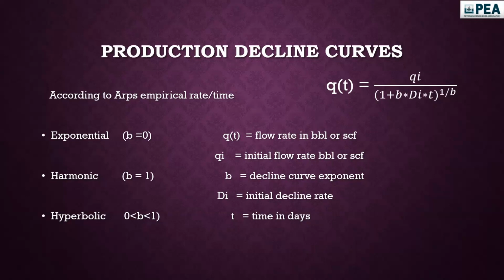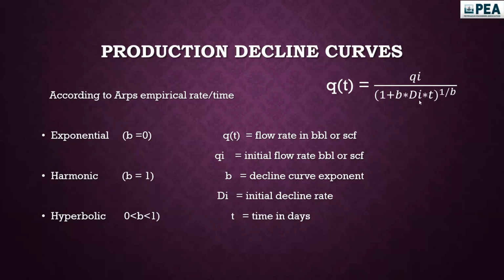Qi means initial flow rate. Like at the starting of your production, what will be the flow rate? That value is Qi. And in 1 by (1 plus b Di t), b is an exponent. For exponential, b is equal to 0. For harmonic it will be 1, and for hyperbolic it lies in between 0 and 1, which is something that we are not sure of. Why? Because hyperbolic is the one where we need to do more analysis to understand what the value of b is.